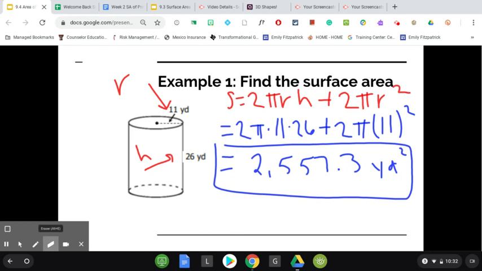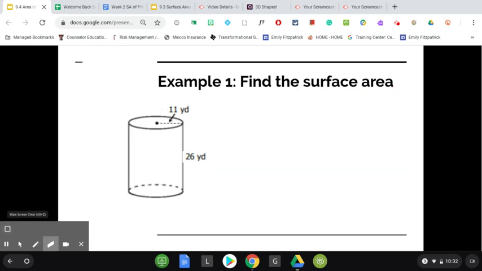And I guess I need to erase this. Oh, there it went. Perfect.